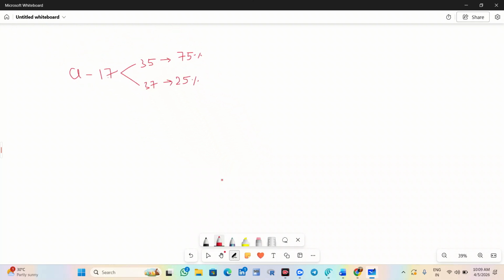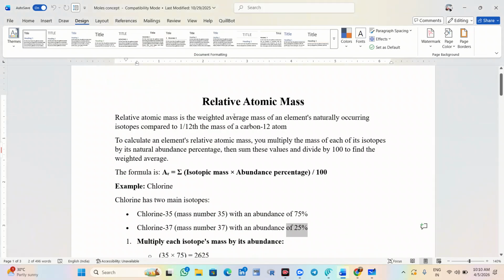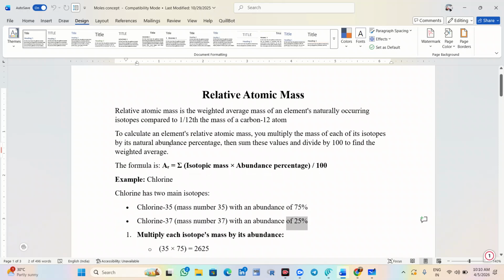See here, relative atomic mass. For this what we do is just take the average. Relative atomic mass is the weighted average mass of an element's naturally occurring isotopes. Whatever isotopes we have, we just have to average all their masses. To calculate the element's relative atomic mass, you multiply the mass of each of its isotopes by its natural abundance percentage. Then sum these values and divide by 100 to find the weighted average.